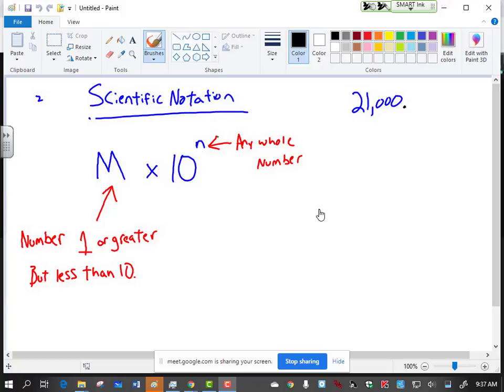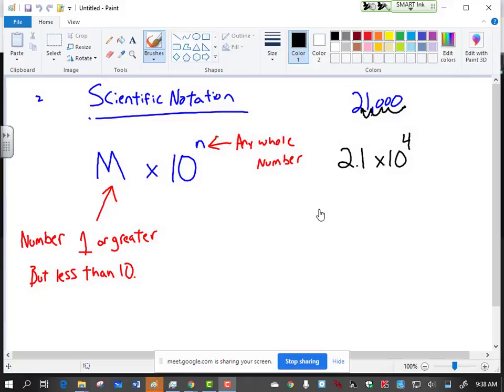So you can visualize it. I always just draw it like this. 1, 2, 3, 4. What number is that? 2.1. That number is between 1 and 10, so you write 2.1. And then it's times 10, because that's what scientific notation is. And now you have to put a number here. The number is how many times you moved it. 4 times. That's how it's done.